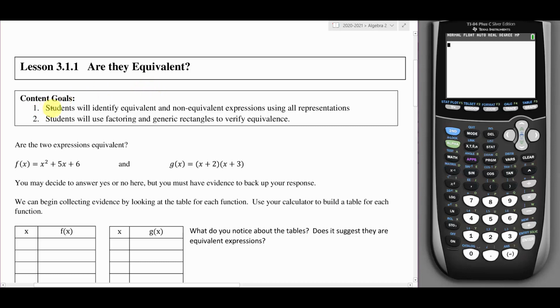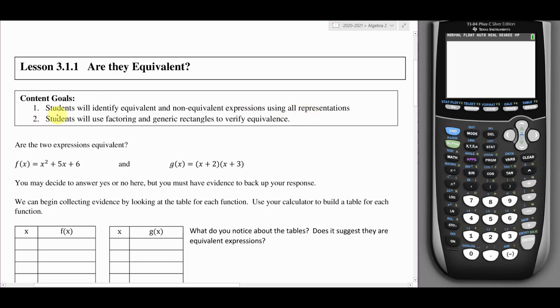All right, so our goals for today, students will identify equivalent and non-equivalent expressions using all representations. So when we say representations, we're talking about tables, graphs, and equations. Essentially there are three main representations that we have for functions, right?